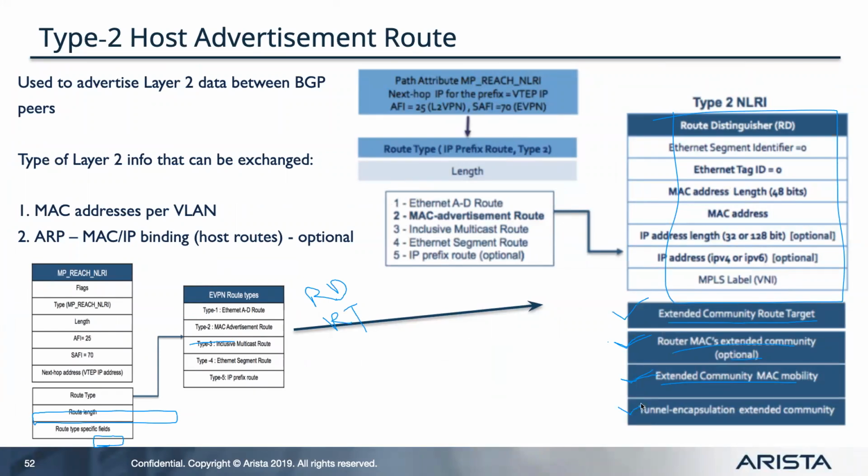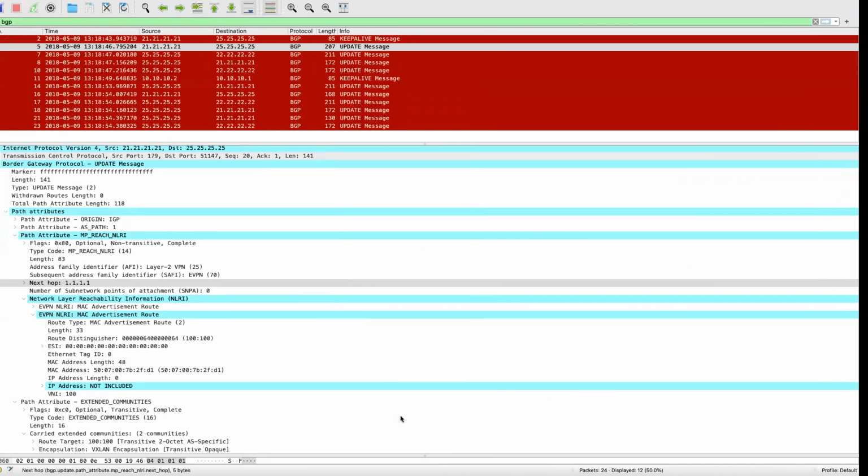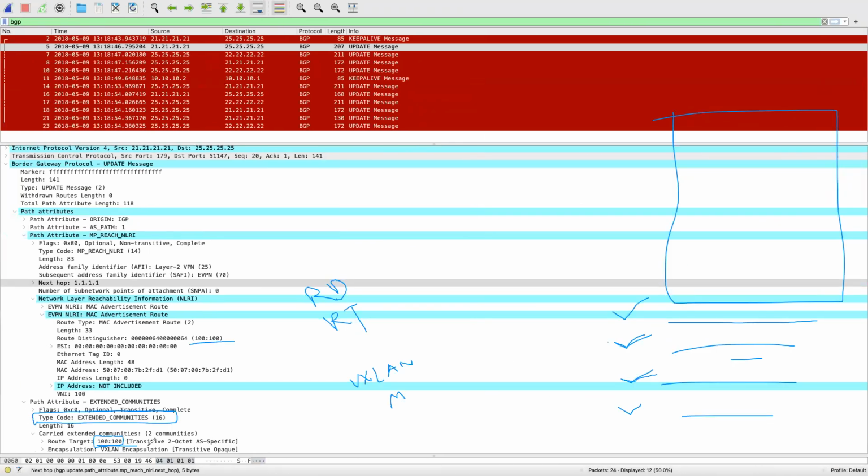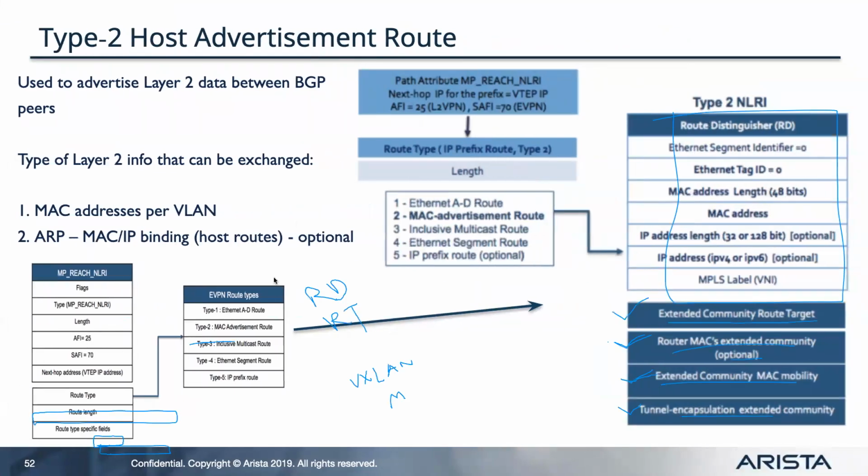And last is the tunnel encapsulation extended community. The data plane can be VXLAN or MPLS, what you want to use depends. So the tunnel encapsulation extended community is where you mention what encapsulation you are going to use for data traffic. So it is VXLAN encapsulation. So basically, this is the type 2 route update message format.